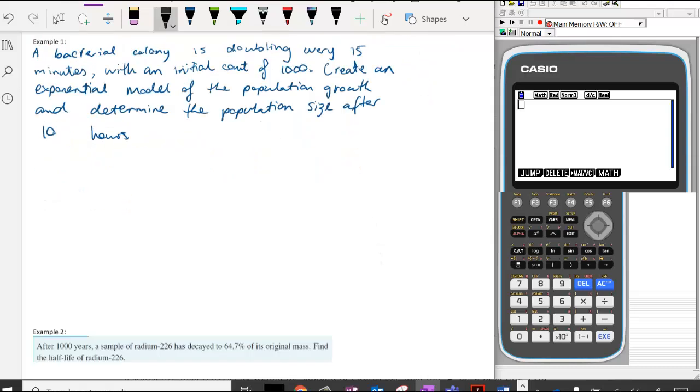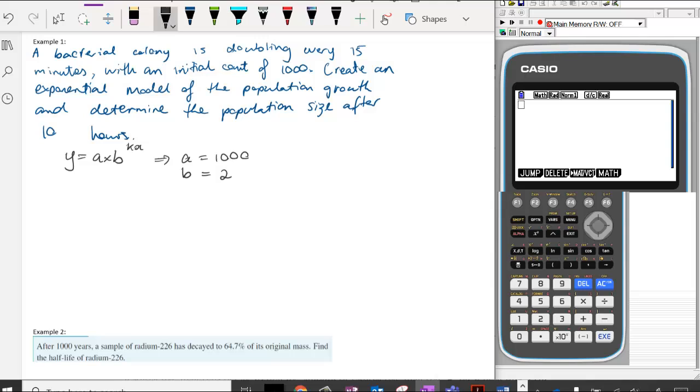So this first example says a bacterial colony is doubling every 15 minutes with an initial count of 1,000. Create an exponential model of the population growth and determine the population size after 10 hours. So in this scenario, we can see straight away that we're looking at the form y equals a times b to the power of kx, because it tells us it's an exponential model. We know that a will be 1,000, b will be 2 because it's doubling, and we need to calculate k.